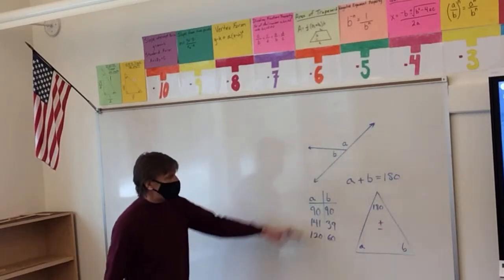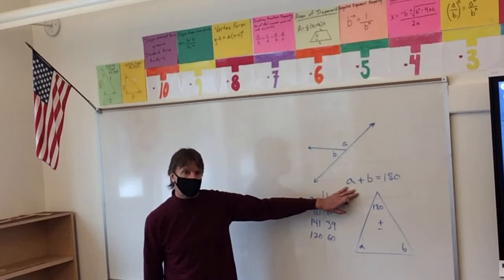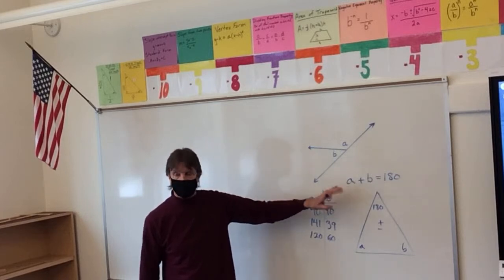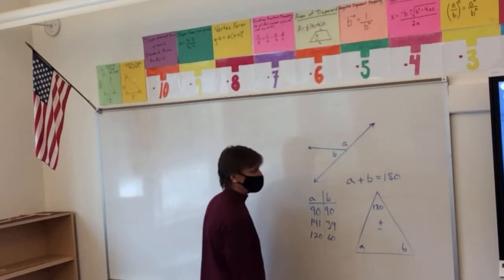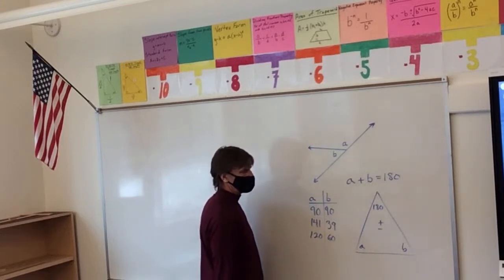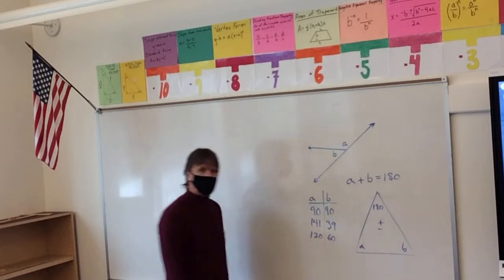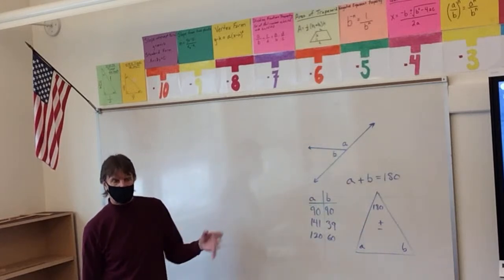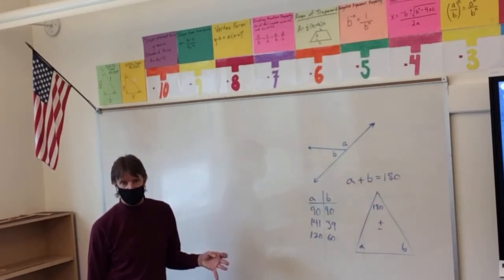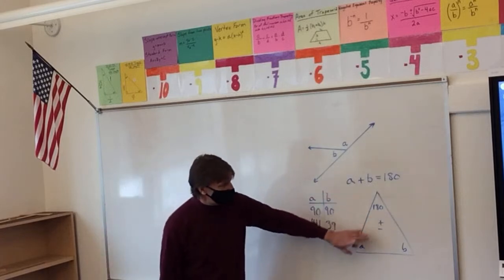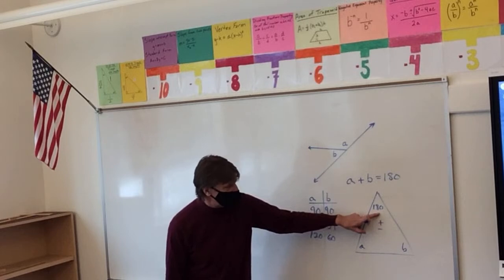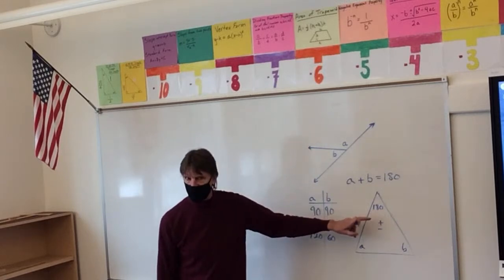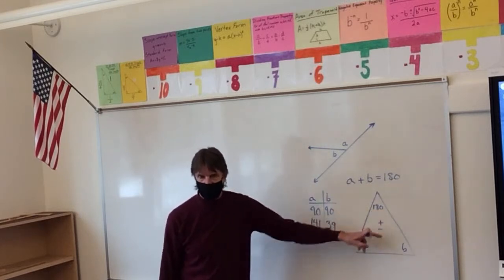Okay, so let's do this. We have one related fact right here. What's one of the related subtraction facts? We're not using division with this one. We haven't done multiplication and division fact triangles yet. So with these three numbers here, the bottom two add up to 180. How do we write a subtraction fact from those three values?